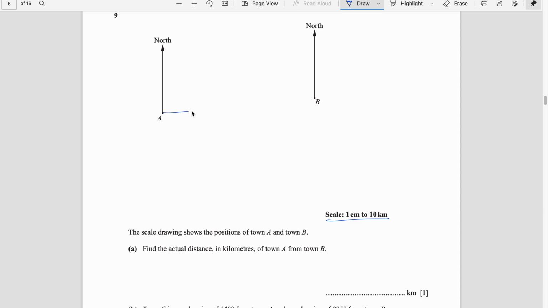So use your ruler and measure the distance between A and B. When I did so, we got 8.5 centimeters. So this is 8.5 centimeters, and we know that 1 centimeter is 10 kilometers. So multiplying, we get 85 kilometers.